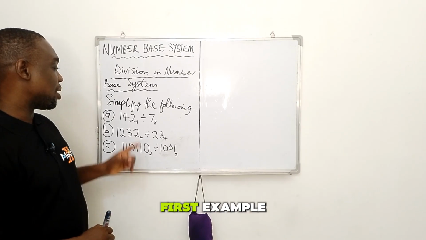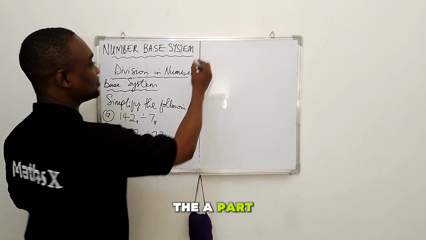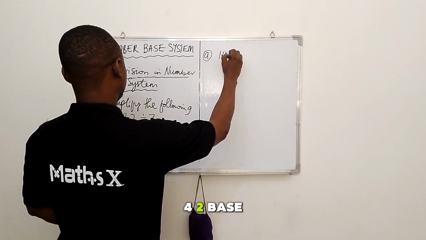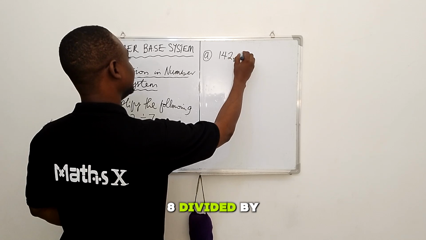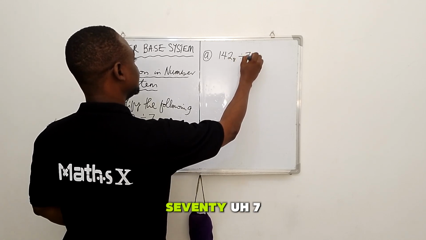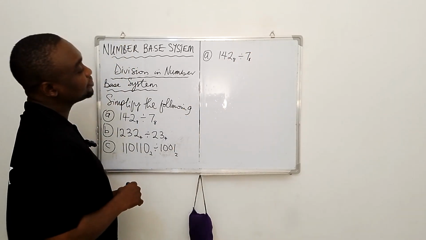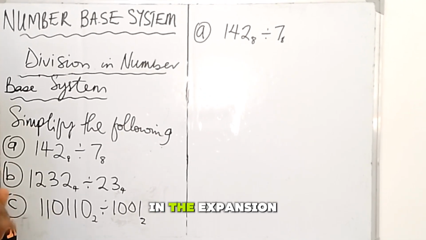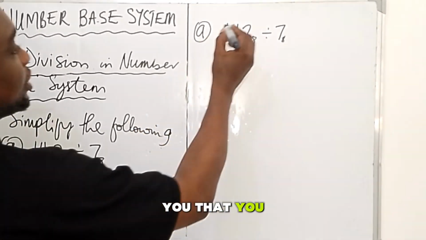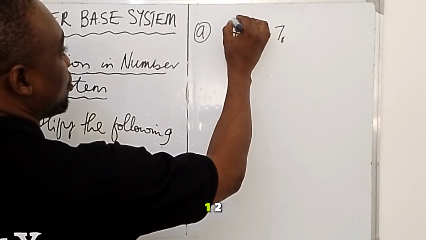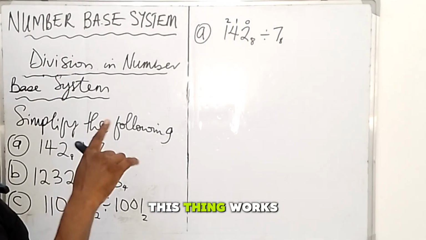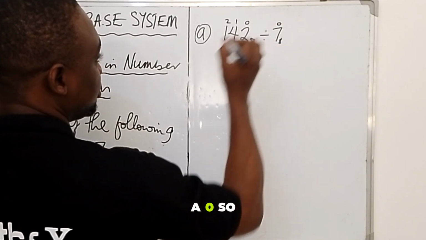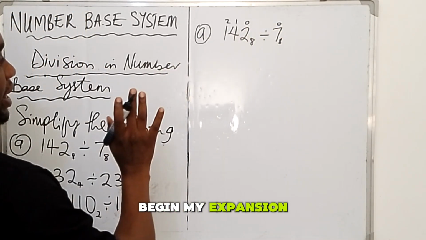So for our first example, the A part, we have 142 base 8 divided by 7 base 8. I'm going to use the expansion method first. In the expansion method, I had taught you that you have 0, 1, 2. This thing works on place values. This is a one-digit number, so this will be a 0. Then I'll begin my expansion. This is in base 8.